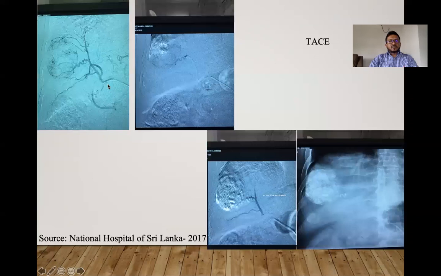And this is just to show some of the images that you can see. There are multiple feeders of these ones. The trick of this treatment, when you have the multiple feeders, is to select one good predominant branch and go right into the lesion and inject.